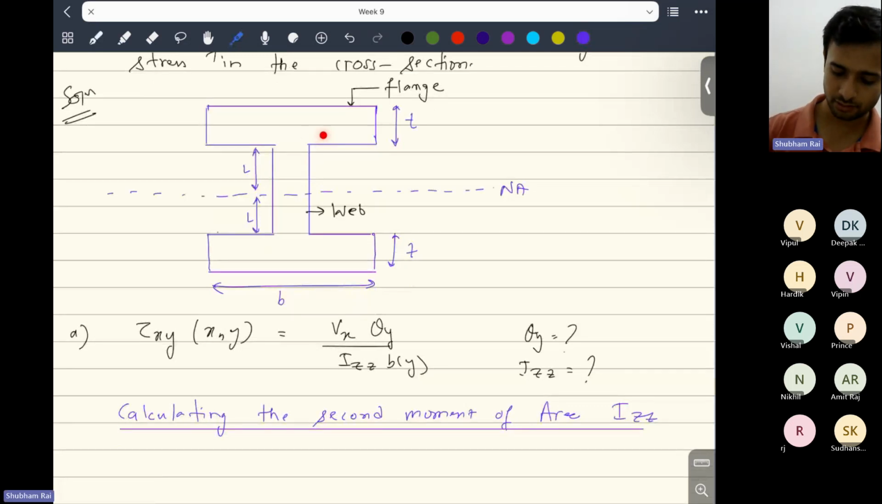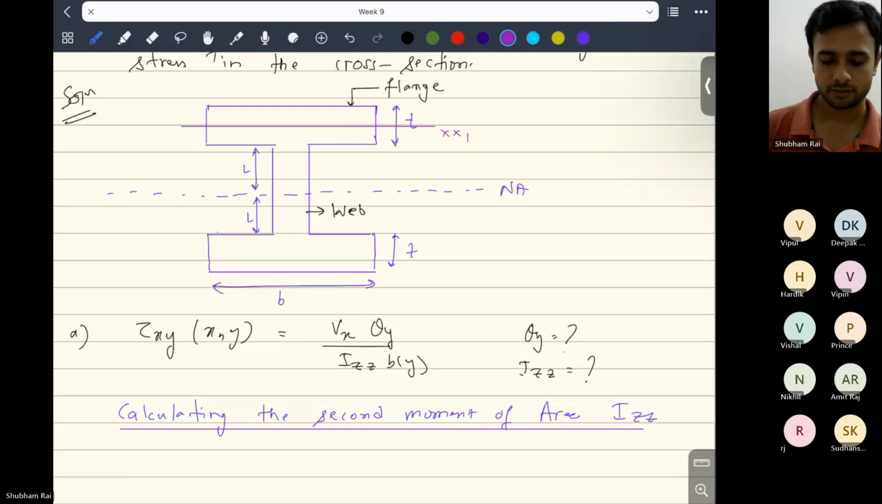So we can take a centroidal axis. Let's say this axis is at the center of the flange, and this axis is x1, right? So this is at the center of the flange.